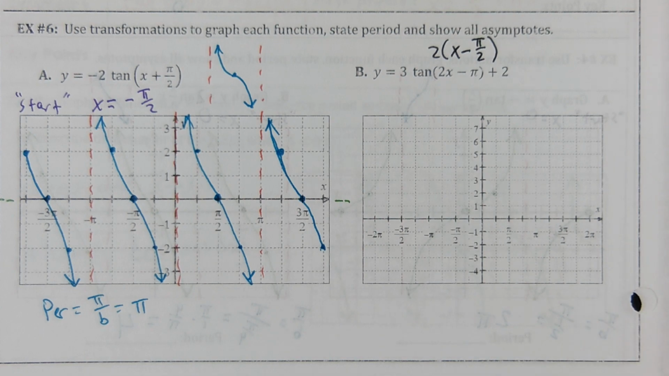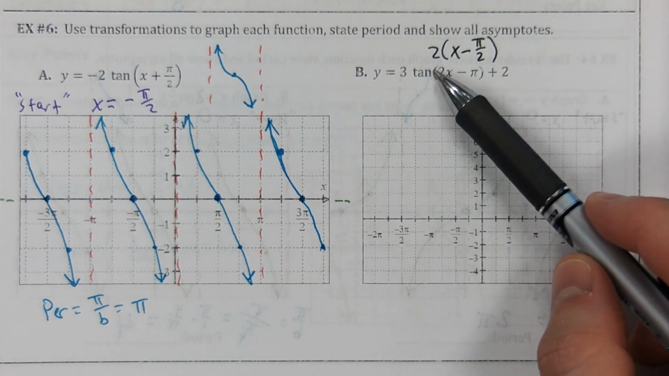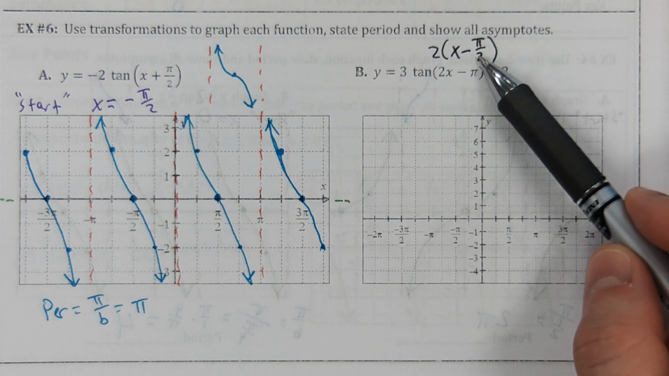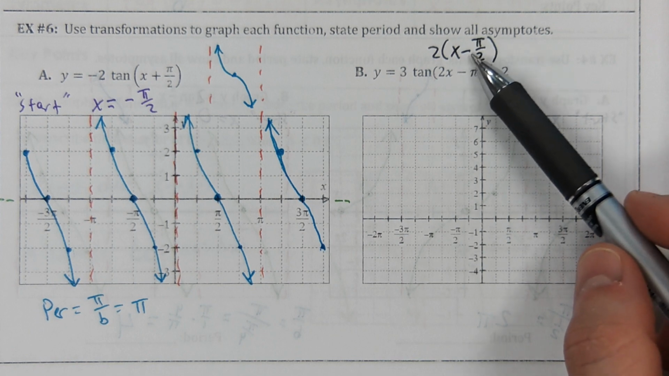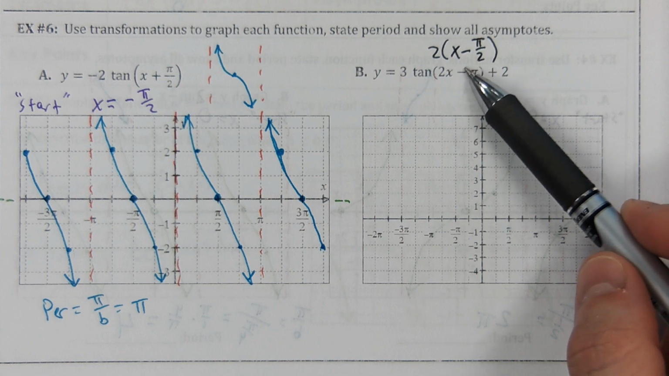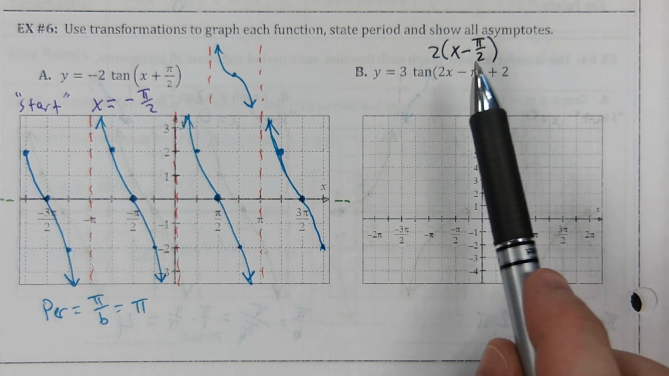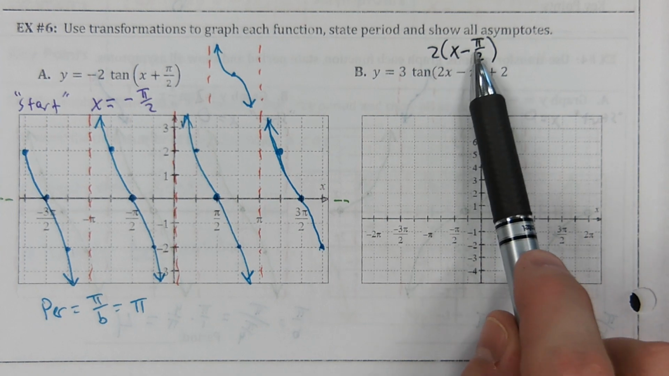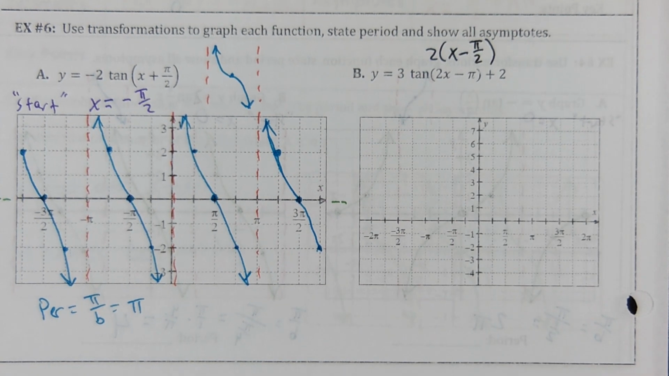What that means is, since my period length is pi over 2 and my phase shift was pi over 2, I could have gotten away with not shifting this at all. I didn't have to write this as a shifted equation. It could have been written as just 2x, because the phase shift is exactly the same size as the period length. But we're still going to graph it the way it stands. That way we get the practice. Cool beans? Cool beans. Alrighty.